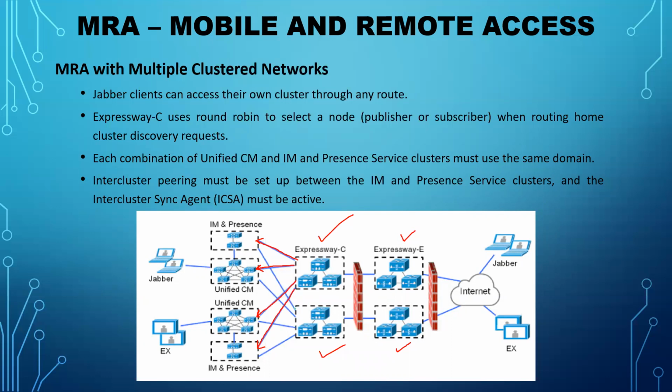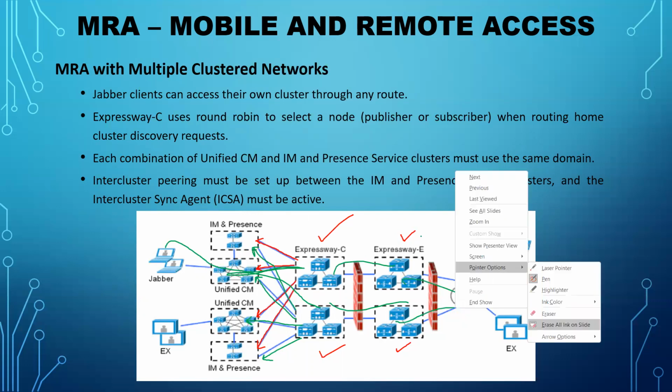Now the next Expressway Core as well: if the call is coming onto this one, then it should also have access to the first IM and Presence and Call Manager servers, and to the second one as well. As you can see in the diagram, it is already connected with everyone. If any call comes from Jabber to this CUCM, then it can go to this Expressway Core as well as this Expressway Core. Then it can go to this Expressway Edge, and to the internet.